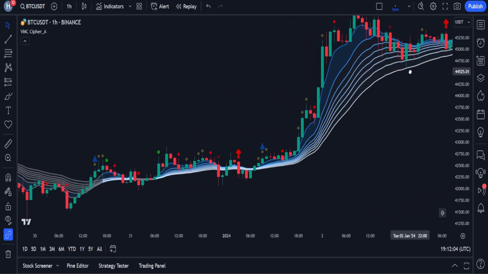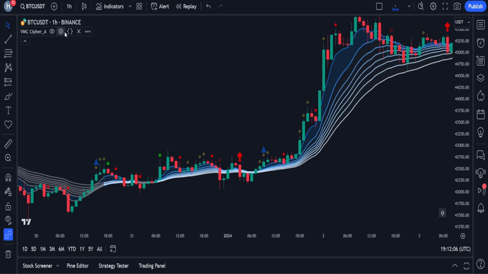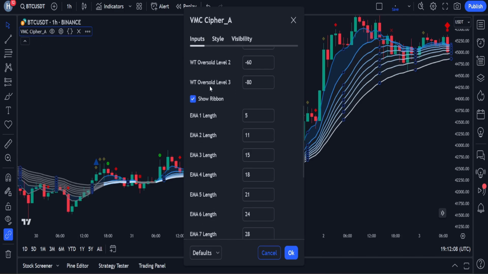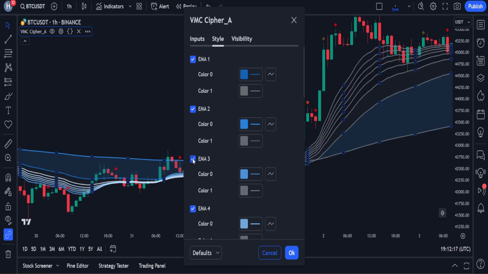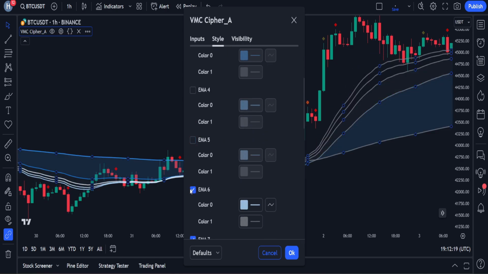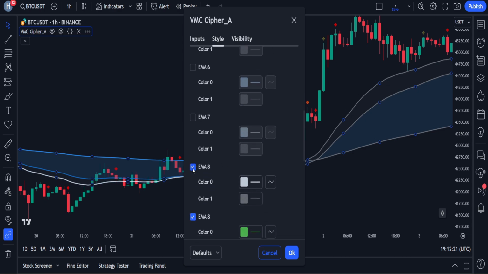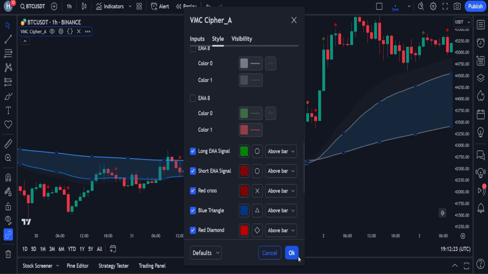Now, let's head over to these indicator settings. In the input section, set the EMA1 length to 50 and EMA2 length to 200. After this, we will access the Style section. We will disable all the EMAs except EMA1 and EMA2. Once you're done, click on OK to save the changes, and this is going to be it for this indicator.